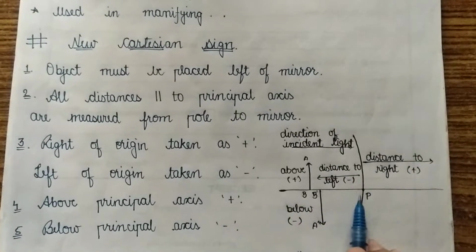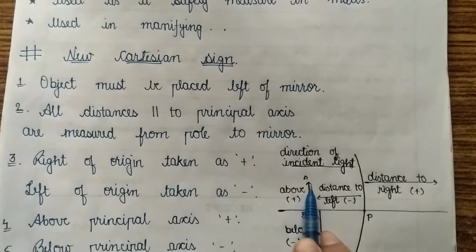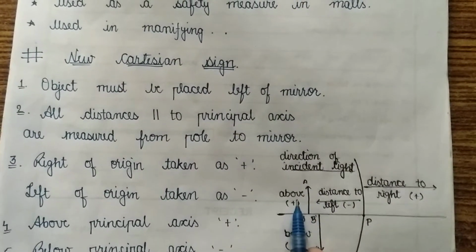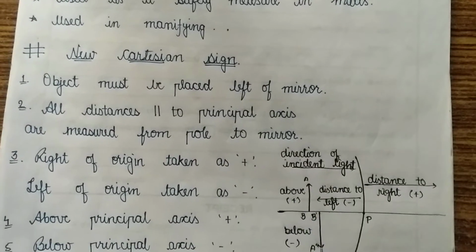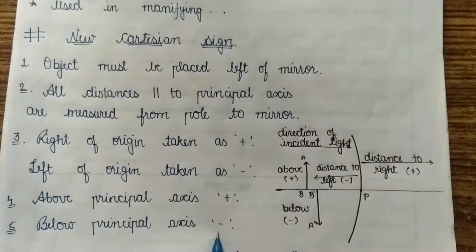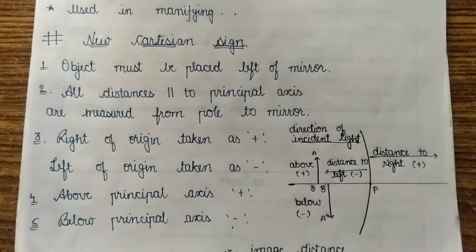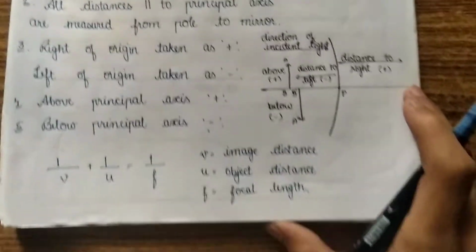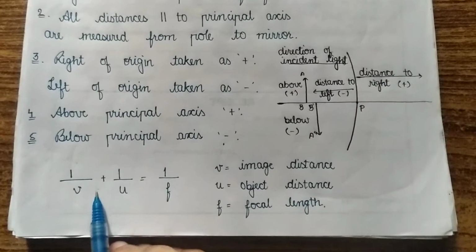Now the distances perpendicular and above the principal axis are taken as positive, and distances below the principal axis will be taken as negative. This is important, so you can take a screenshot. Now next we will learn the formula.